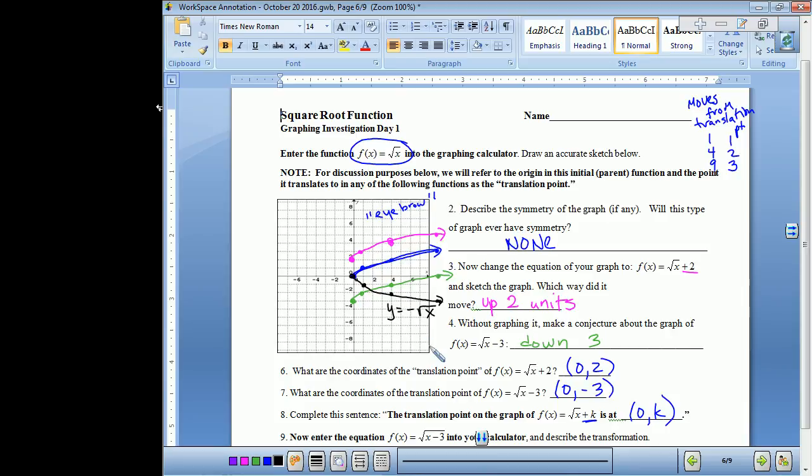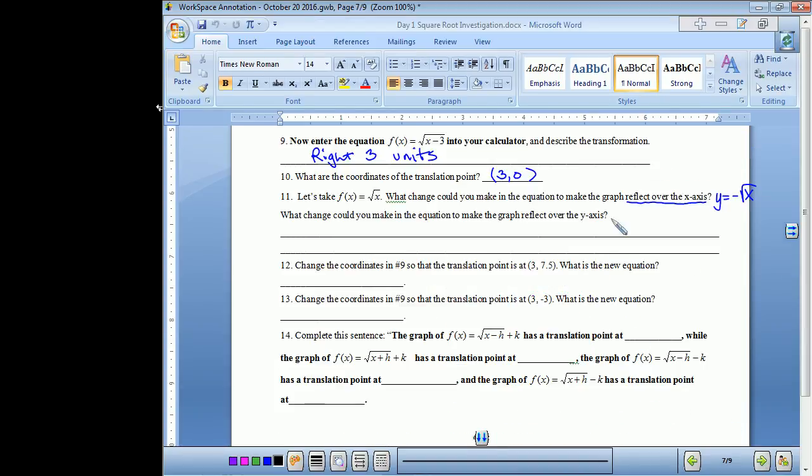Now, we haven't really done many functions where we reflected them over the y. But this one will actually look different, so we're going to approach that now. This one will look different when we reflect it over the y. And that's what this asks. What could we change to reflect it over the y? To reflect it over the y, it's the square root of negative x. So the negative is grouped under the radical with the x.